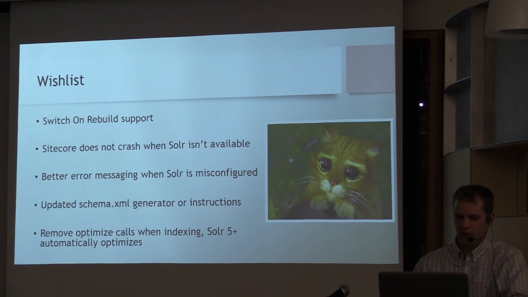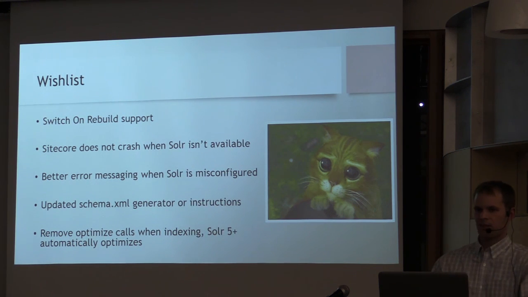Better error messaging around when Solr is misconfigured. Right now, when Solr is misconfigured, it just says it's unavailable. It doesn't tell you what the problem is, and you're digging through tons of stuff. It got a little better in 8.1. It at least tells you what index it's having the problem with. But if you fix that one and move on to the next one, it'll tell you that one again.